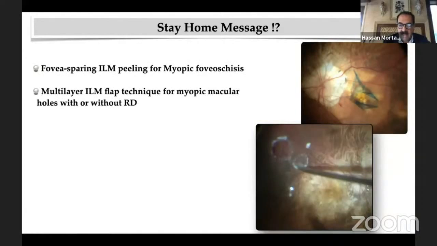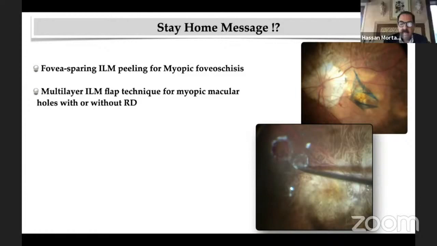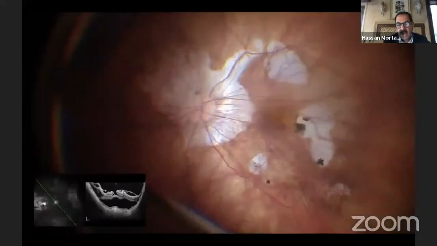Fovea-sparing ILM peeling is the treatment of choice for myopic foveoschisis. The multi-layer ILM flap technique, or what I call the envelope technique, is, I think, a very good technique for myopic macular holes with and without retinal detachment. I think that macular buckling is rarely needed nowadays, and free autologous neurosensory retinal flap or amniotic membrane grafts are better preserved for cases with already peeled ILM.